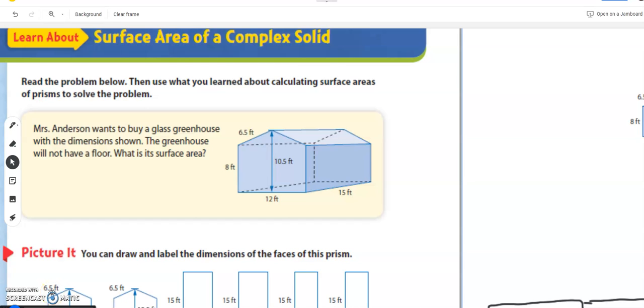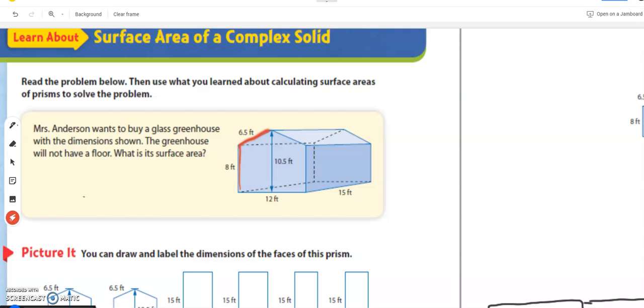Okay, part 3. Read the problem below. You've learned about calculating surface areas of prisms to solve the problem. Mrs. Anderson wants to buy a glass greenhouse with the dimensions shown. It's not going to have a floor, so we have to deal with the walls and the roof, the front and the back. So we've got 5 sides we have to deal with. No, 6 sides we have to deal with.